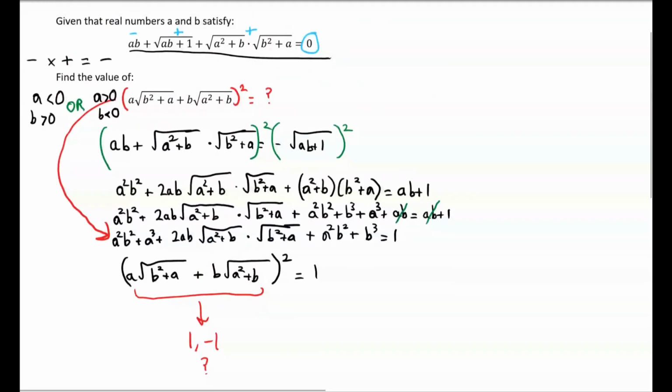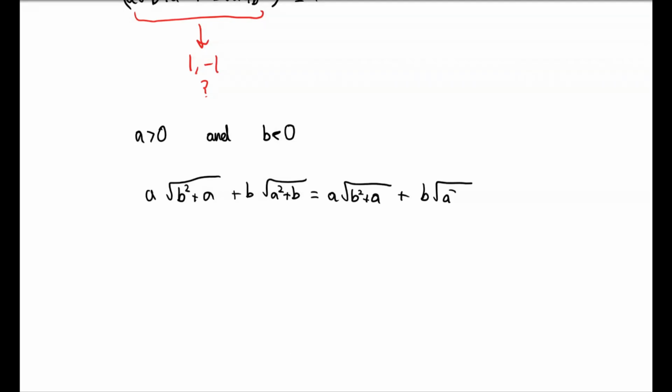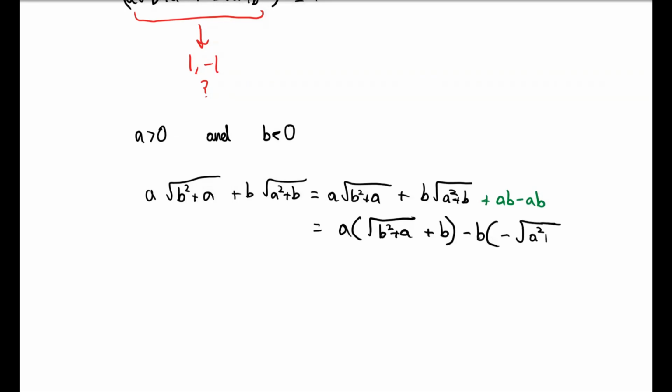Now, I hope you agree that we can write the expression as this. So we've got a multiplied by the square root of b squared plus a plus b multiplied by the square root of a squared plus b. And this can be written as a square root of b squared plus a plus b square root of a squared plus b plus ab minus ab. And we can factor this as a multiplied by the square root of b squared plus a plus b, minus b multiplied by the negative square root of a squared plus b plus a.